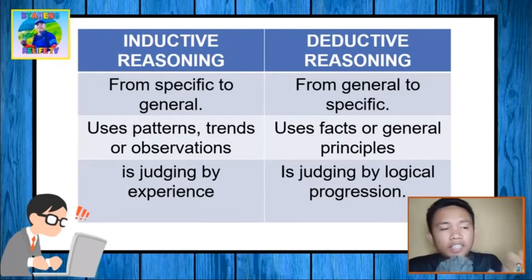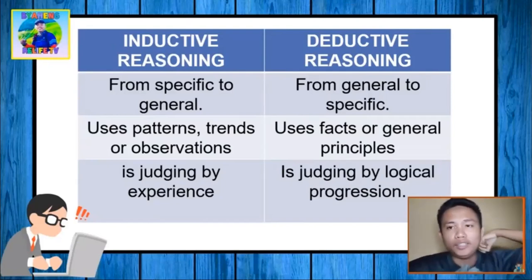Pag sinabi naman guys, deductive reasoning, you're judging based on logical progression. O for example, in general way guys, sabi mo, lahat ng teacher sa math magagaling. Ibig sabihin, ma-elementary man yan, ma-high school, ma-kinder o ma-college, lahat sila magagaling. Yun po yung pinagkaiba ng dalawa.